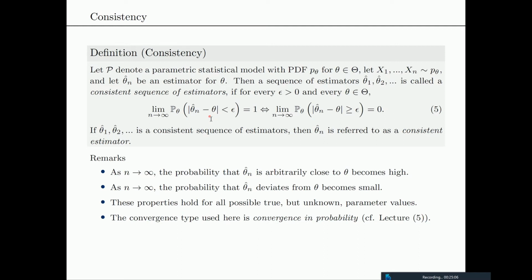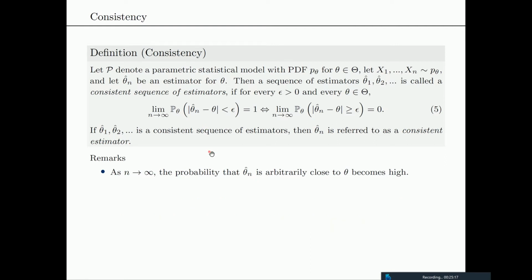You will always find that you need to be specific when you talk about convergence, what kind of convergence you're referring to. So again, intuitively, what does that mean? As n goes to infinity, the probability that theta hat n is arbitrarily close to theta becomes high. Arbitrarily close meaning here that the epsilon you can make really small. That it deviates from theta becomes 0. In this scenario, you might even think about making the epsilon large. It still holds.